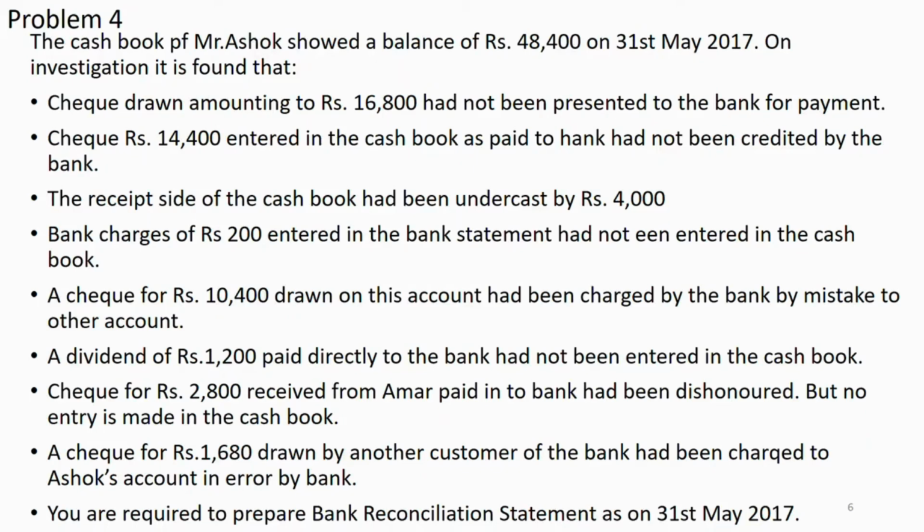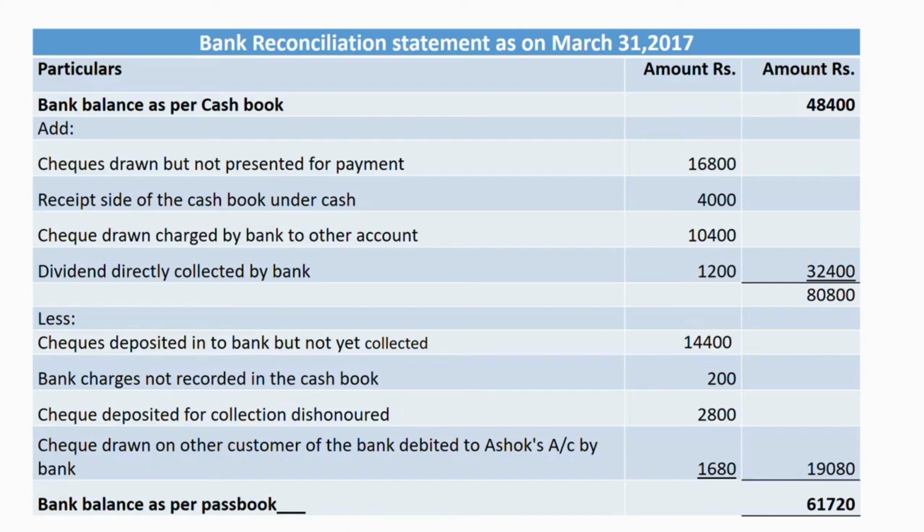The second one, a check of rupees 14,400 entered in the cash book as paid into the bank but has not been credited. We have deposited a check of 14,400 which has resulted in an increase in the cash book balance. However, as the amount has not been credited by the bank, the passbook balance will be lesser compared to the cash book. So, to arrive at the passbook balance, we shall reduce 14,400 from the cash book balance. So, 14,400 shall be deducted because the cash book shows a higher figure compared to the passbook. So, to tally the cash book with the passbook, we will reduce 14,400 from the cash book balance.